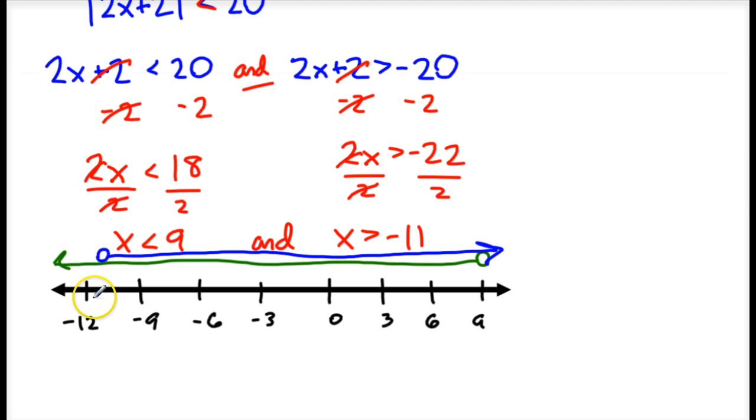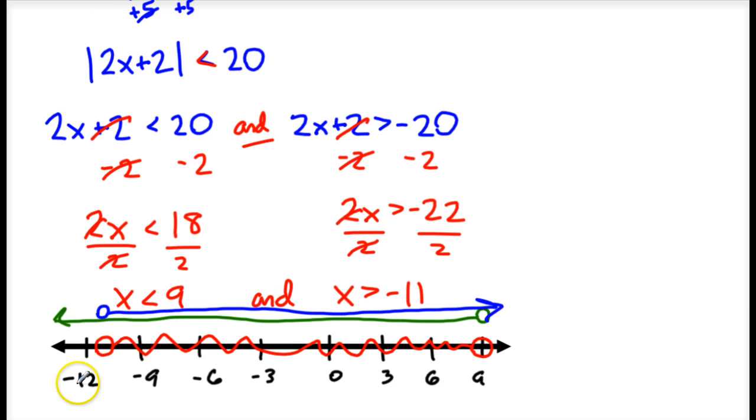And so you're going to shade the area where you see some crossover, and that's going to be in between these two open circles. So everything in between negative 11 and 9 should be shaded. Okay, last one. Let's take a look at number 4.